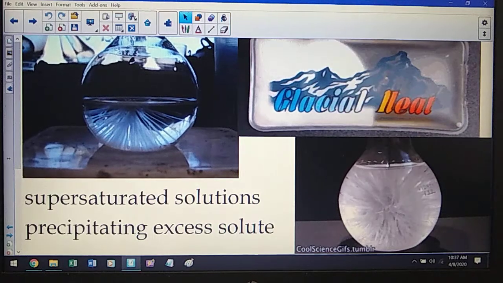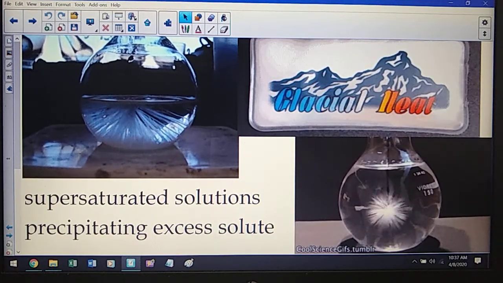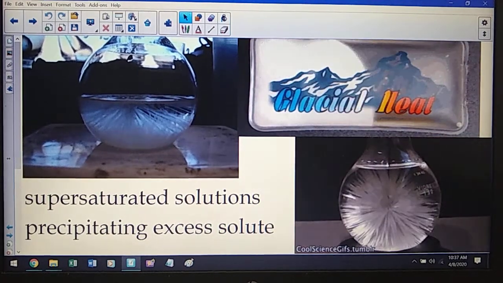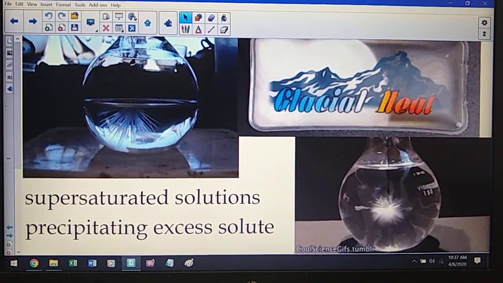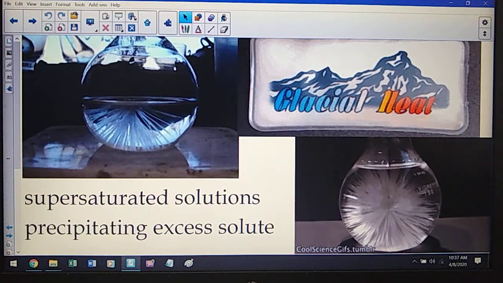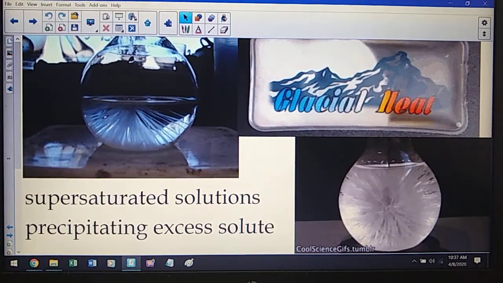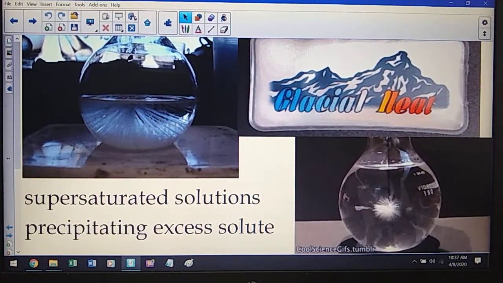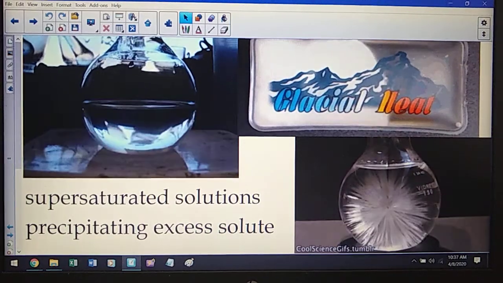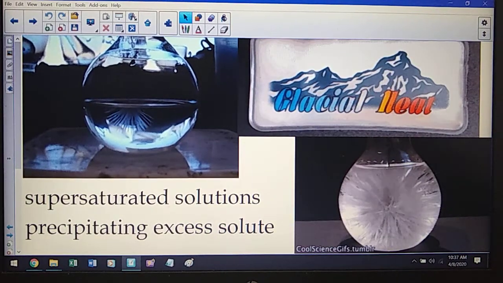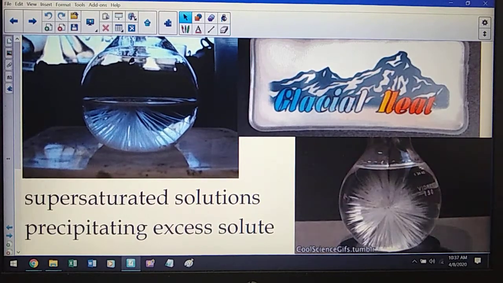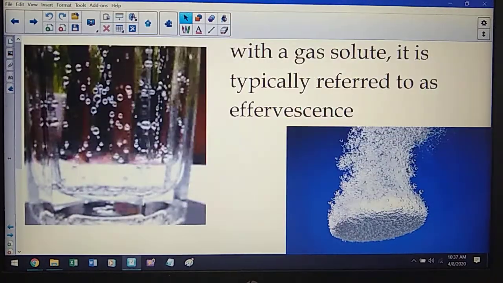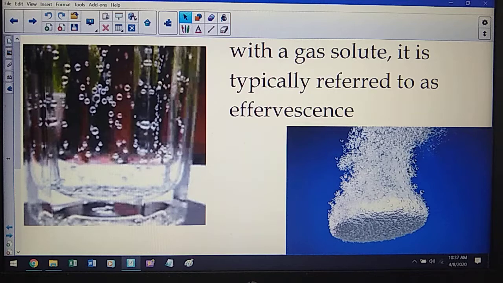Any change to it, any small amount you try to dissolve more, you knock it, you flex a metal disc in it, it's a small stressor, will cause it to freak out because supersaturated solutions are so unstable. And that means they're really not found in nature. This is something that we would typically find in a laboratory or maybe a factory. This might be one of the ways rock candy is made. But that's for a solid solute.